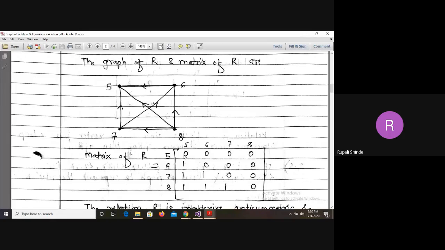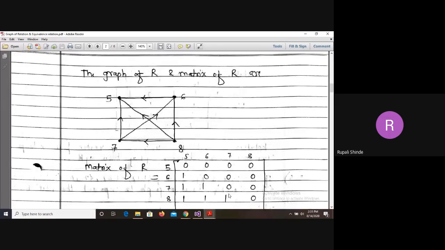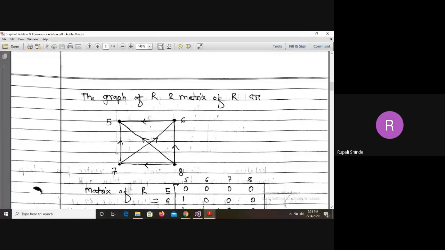Next one, 7, 5: starts at 7, ends at 5. 7, 6: starts at 7, ends at 6. And 8 to 5, 8 to 6, and 8 to 7. So I think we have included all the order pairs. The graph of this relation will look like this. So far we have found the graph and matrix of relation R.